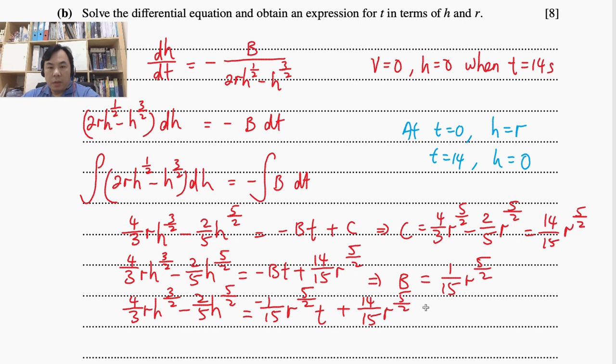And then finally we can simplify this. Just let me do a rough working on the simplification. In this case, we go for 15, so 20 r h^(3/2) minus 6 h^(5/2) equals negative r^(5/2) t plus 14 r^(5/2). Okay, and then finally I need to divide everything by r. If I divide everything by r there, I would be able to get t.